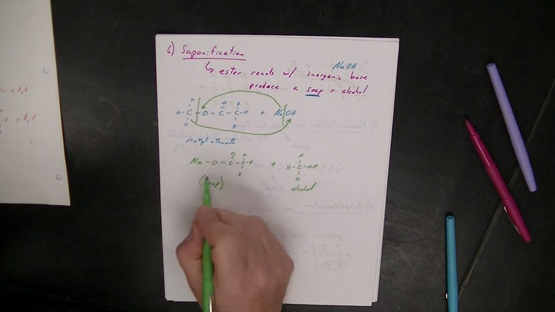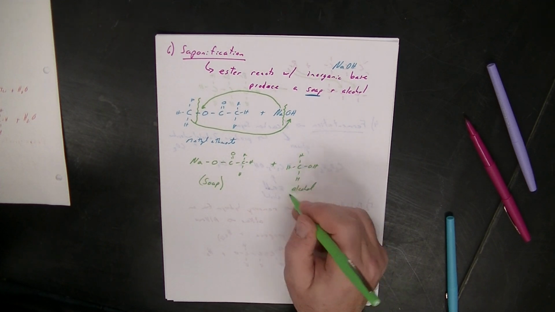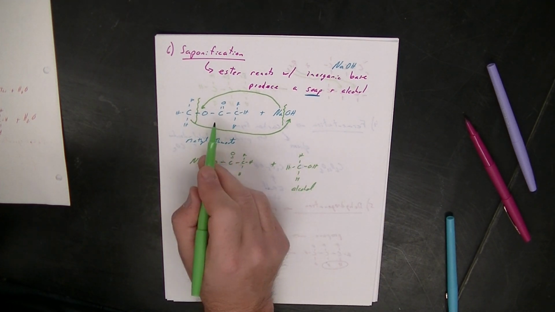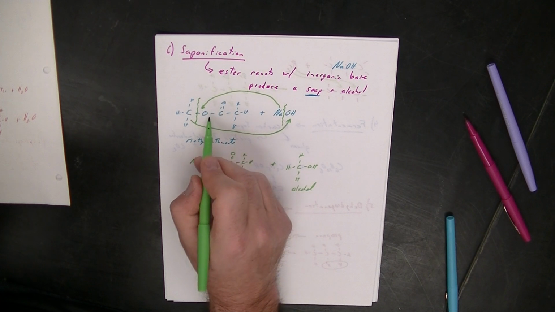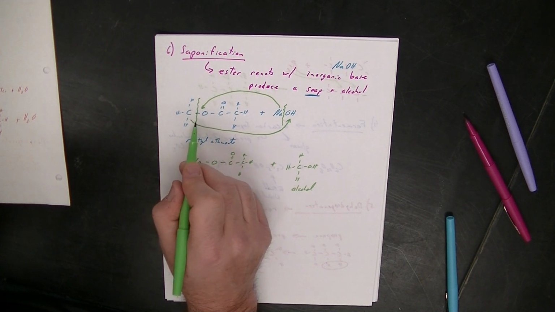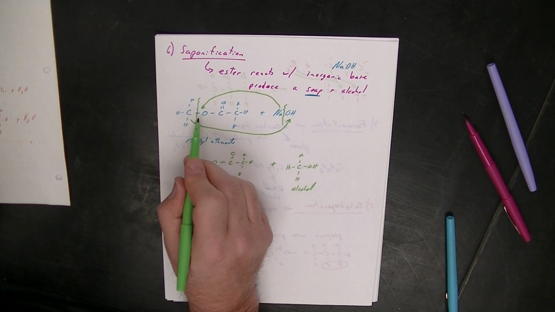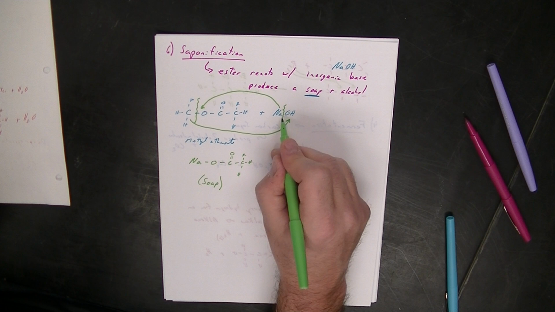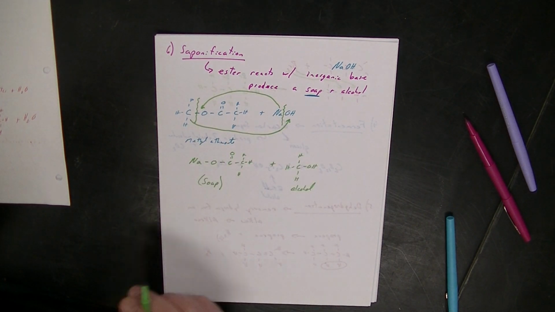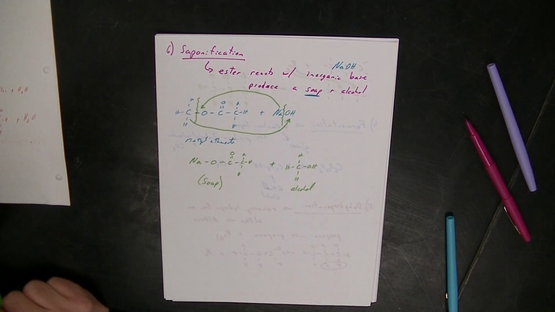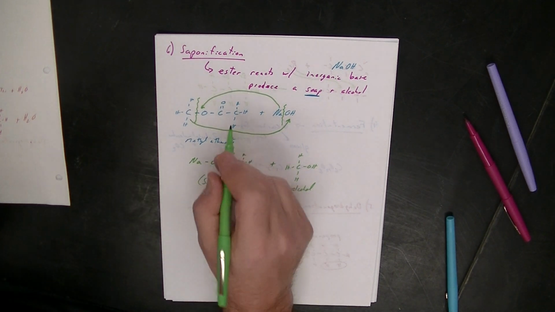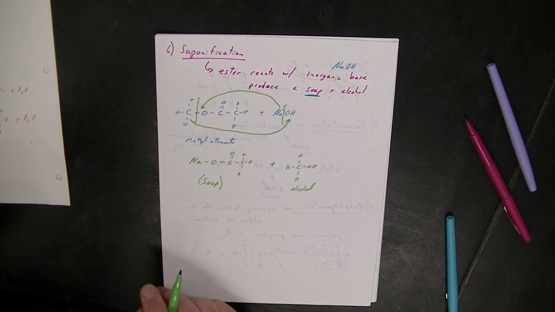But you'll always get some sort of soap, and you will always get some sort of alcohol. The same reaction happens no matter what. So the ester always splits right after the oxygen on the alkyl side. Then this splits, and then you just put them together. So this is how we make soap. It's pretty easy to recognize, and I would expect you to be able to write these.